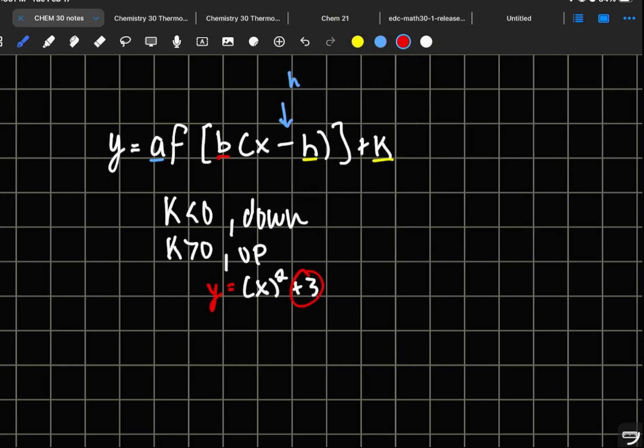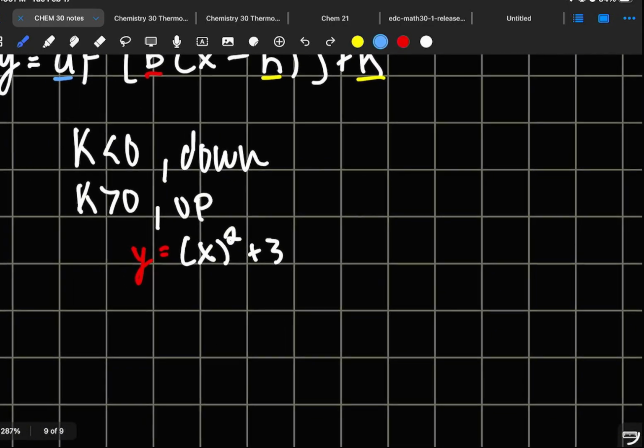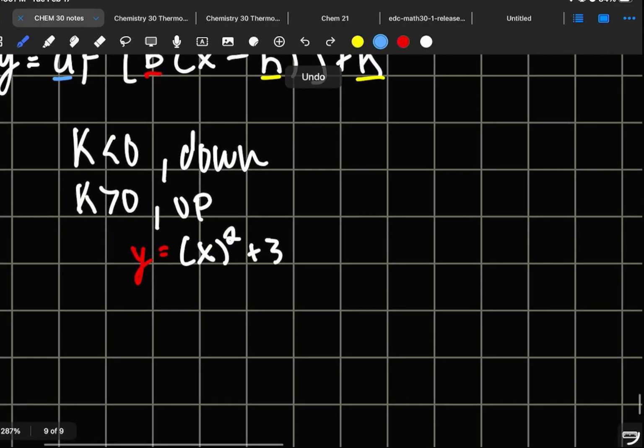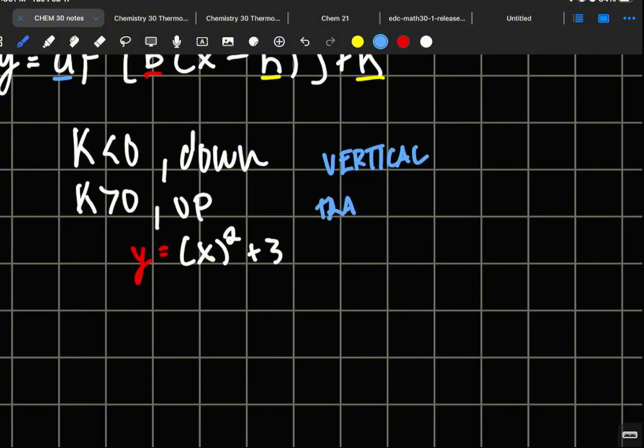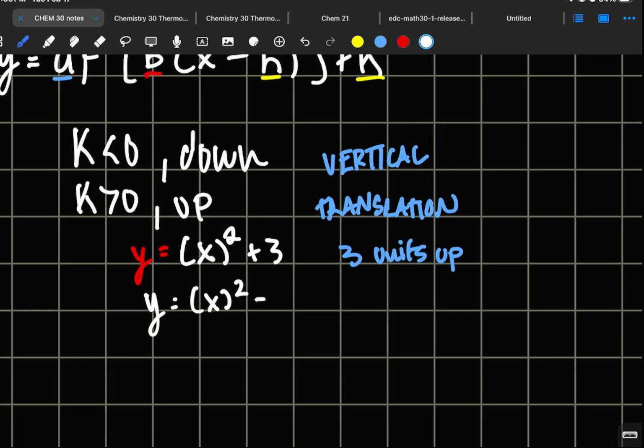We'd have a vertical translation. And this would be 3 units, either up or down. So I'd say this is a vertical translation, three units up. It's going to be up because k is going to be positive. Now, if we had the graph of y equals x squared minus 3, it's going to be 3 units down because k is negative. This one's pretty simple. And if you want me to graph it out, I will be doing that.